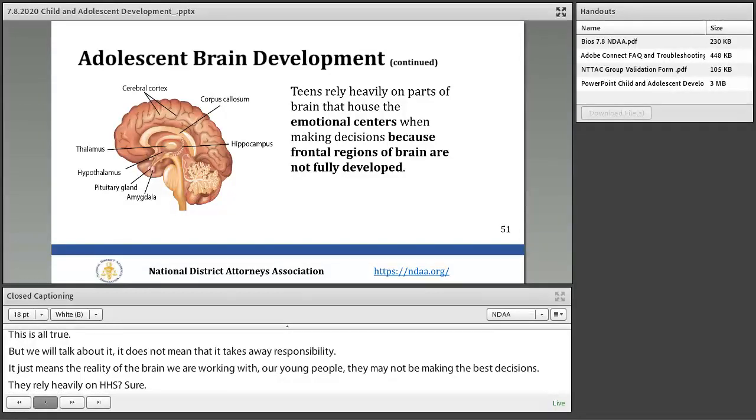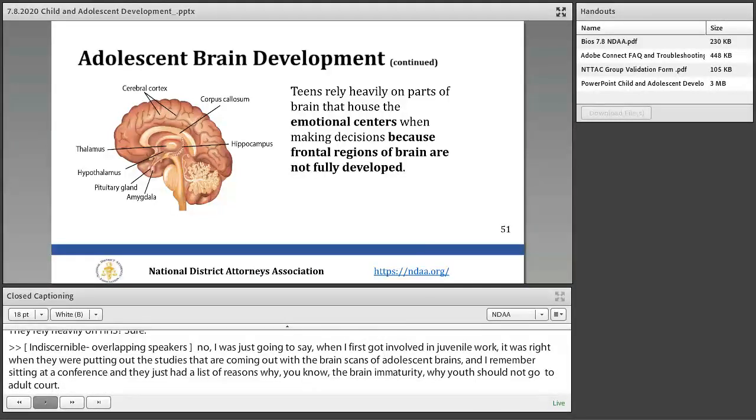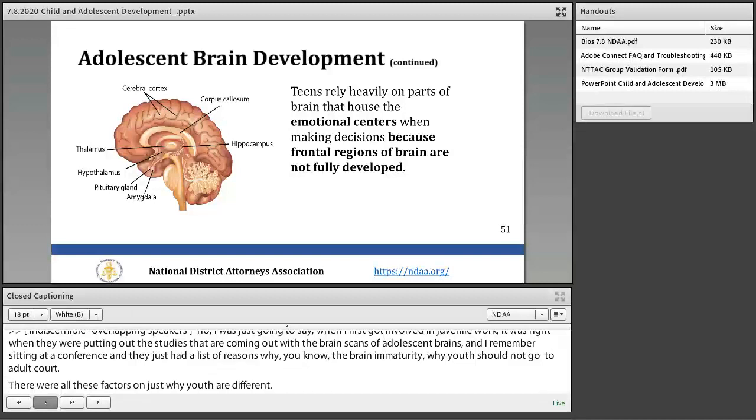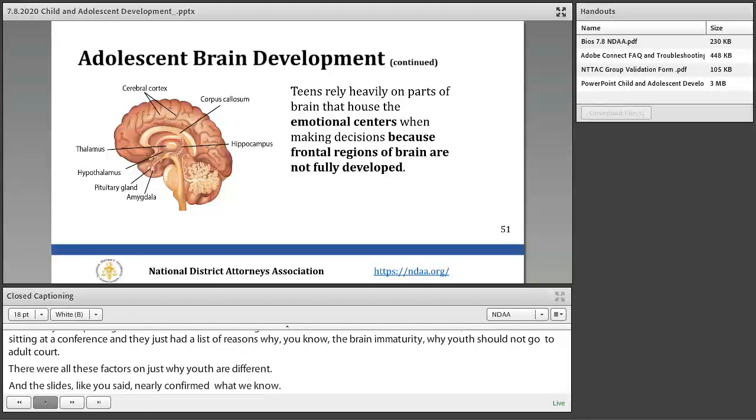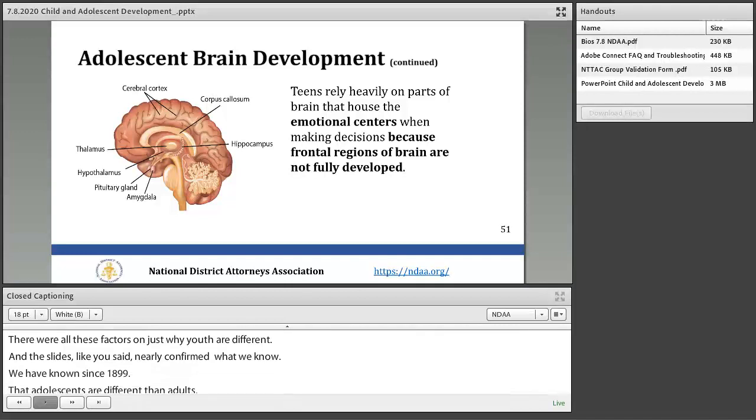I was just going to say, when I first got involved in the juvenile work, it was right when they were putting out the studies with the brain scans of adolescent brains. I remember sitting at a conference, and they had a list of reasons why, because of brain immaturity, youth shouldn't go to adult court. It was all these factors on why youth are different. And the slides merely confirm what we've known. We've known since 1899 that adolescents are different than adults.